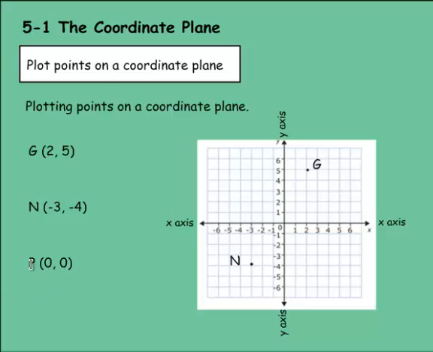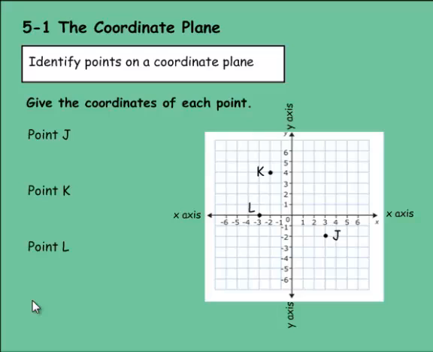And then P is 0 and 0. And so if I go to 0 on the x and 0 on the y, you'll find it's this point right here. And there's actually a special name for this point. It's called the origin, meaning it's where everything originates. It's nothing for x and it's nothing for y. So we'll label that point P as the origin.